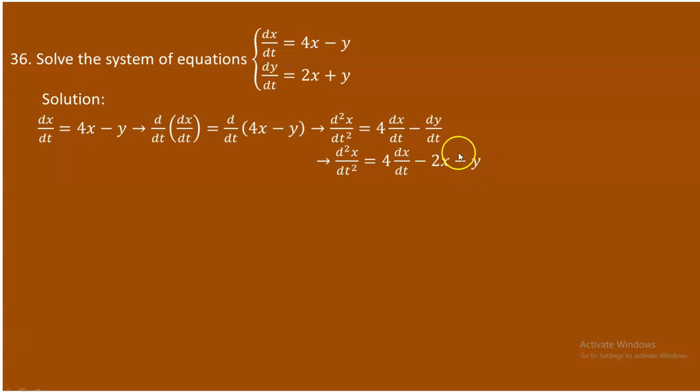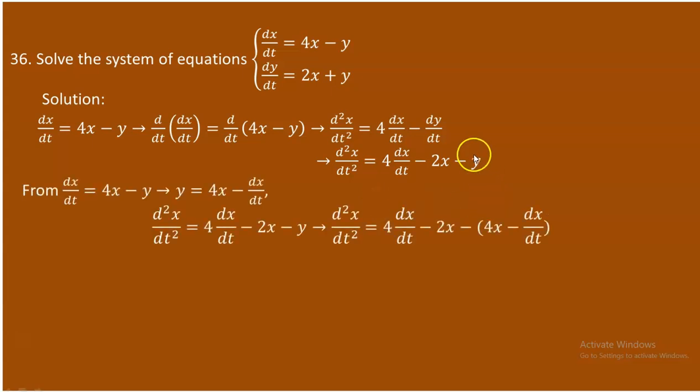Look, this is negative y, so negative y is dx over dt minus 4x. So we can have here dx over dt minus 4x, so that everything can be given in terms of x. As you see, in place of this minus y, we have 4x minus dx over dt. The rest are as they are. Simplifying this, we can obtain the second order homogeneous differential equation with constant coefficients.